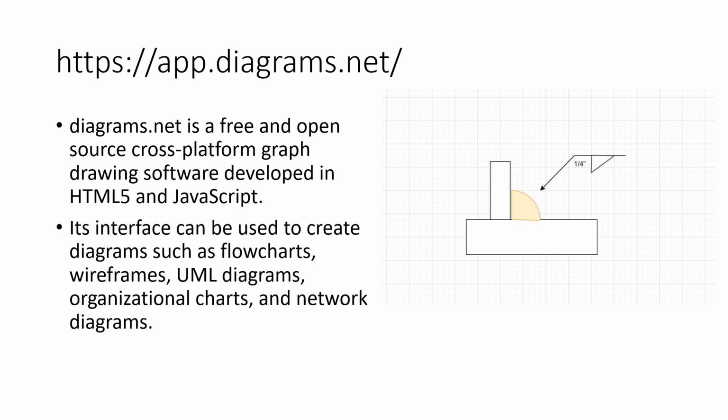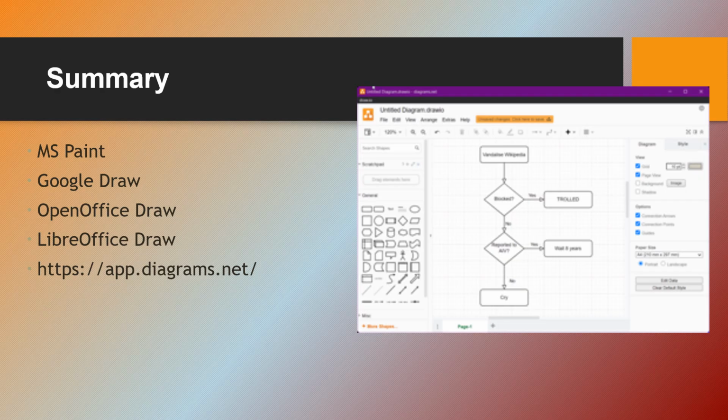You can use flow charts, stuff like this, org charts, and network diagrams, but you could also use it to do rough sketches of maybe welds you need to repair or whatever. We talked about some free image manipulation software that's out there in the world. We talked about MS Paint, Google Draw, OpenOffice Draw, LibreOffice Draw, and appsdiagram.net. So these are all different ways that you could manipulate and put together drawings and sketches for insertion into technical documents that you might be putting together out there.